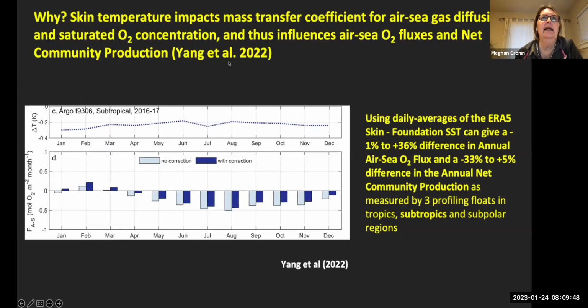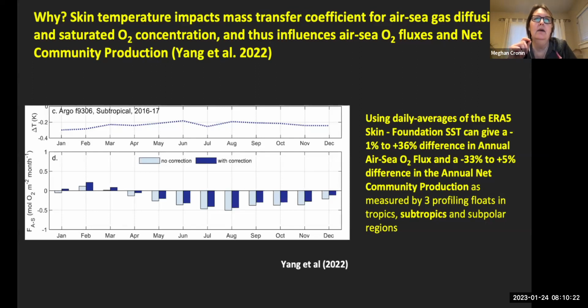And then Bo Yang et al. had out a paper that looked at the effect of skin temperature on oxygen concentration, oxygen fluxes, and net community production. They found that it could make up to a 30% difference in the annual air-sea oxygen flux, and also quite a big difference in the annual net community production by including the warm layer and the cool skin.